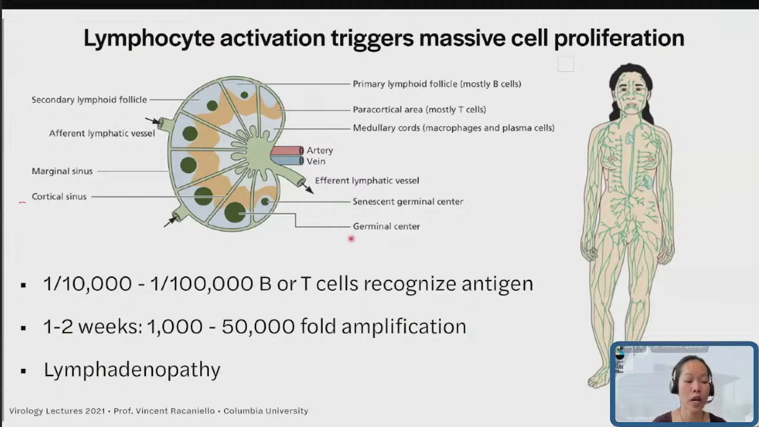So sa Tagalog, tinatawag natin yung mga kulani. Kapag nagkaroon tayo ng bakuna, yung axillary lymph nodes, nagkakaroon ng swelling, yung swollen or increased number of cells. So once na na-recognize ng B cells at T cells ang antigen, nagkakaroon siya ng increased number of cells from 1,000 to 50,000 fold. And so ito yung nagkakaroon ng lymphadenopathy, kaya nagkakaroon ng swelling ng lymph node. So kapag may infection, yung regional lymph node ay na-trigger.